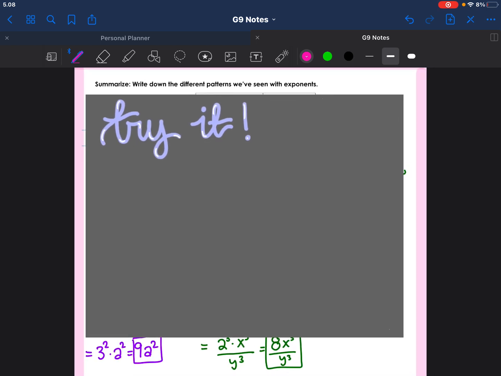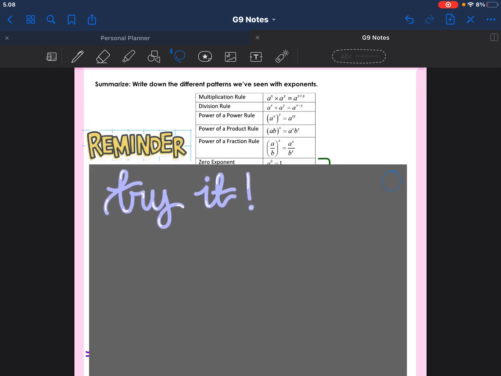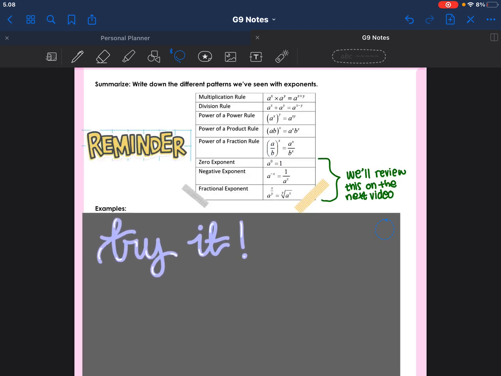So let me summarize this whole thing here. So here are our exponential rules, exponential laws. You can take a picture of it, put it down in your notes. These all should be a review.